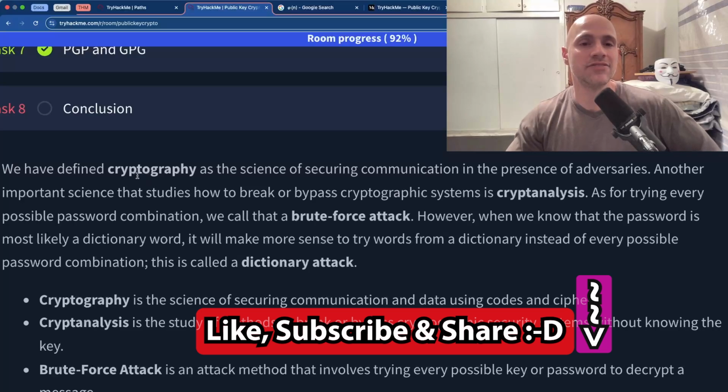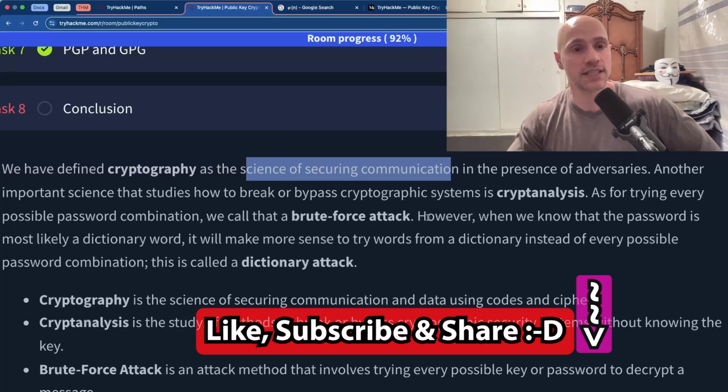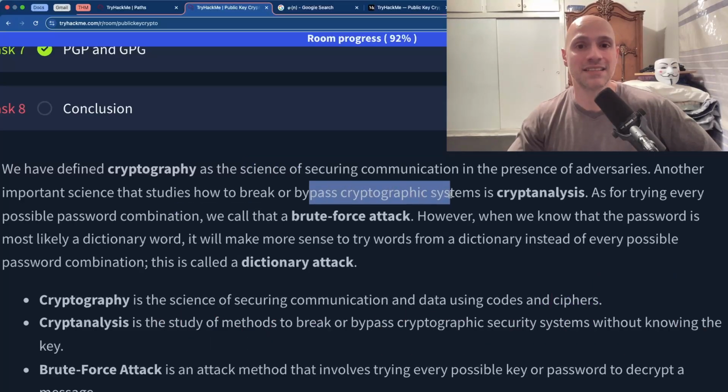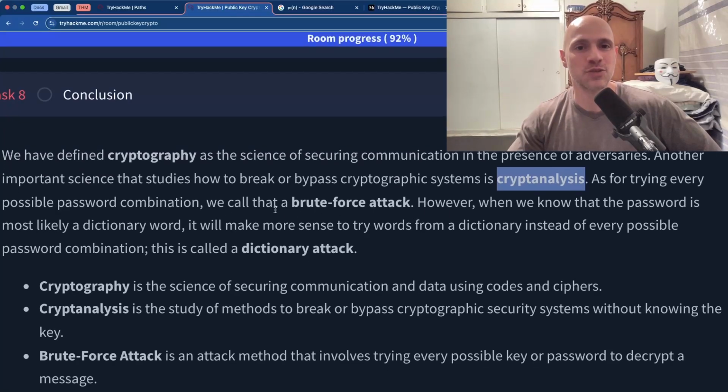Okay, so we have defined cryptography as the science of securing communication in the presence of adversaries. Another important science that studies how to break or bypass this is cryptanalysis. And for trying every possible password combination, we call it a brute force attack. When we know that the password is most likely a dictionary word, it makes more sense to try words from a dictionary instead of every possible combination, and that's called a dictionary attack.